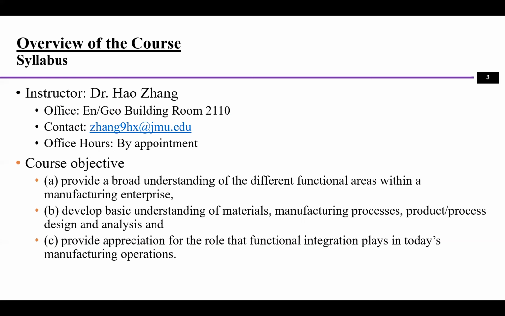And also, I hold office hours during the normal semester. I'll announce the regular office hours. If it's the summer semester, usually you can send me an email to make an appointment, and also I will hold 1 hour of office hour every day.